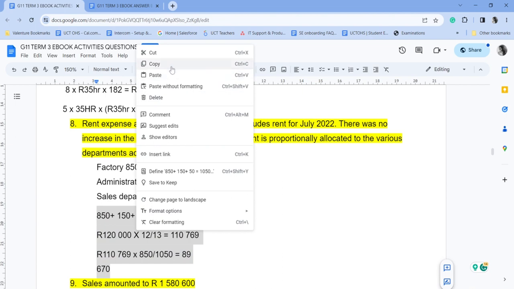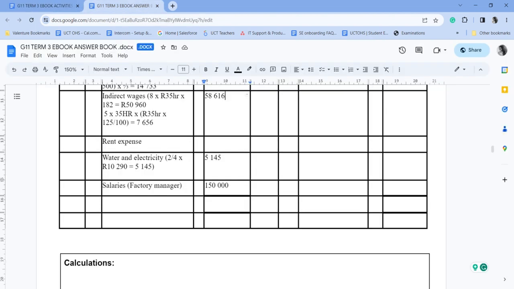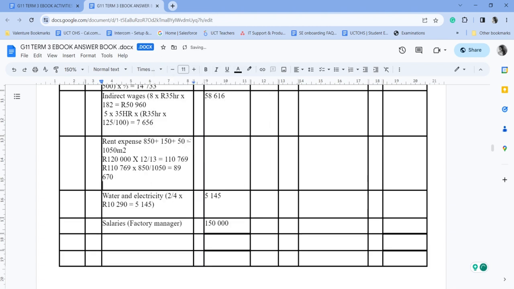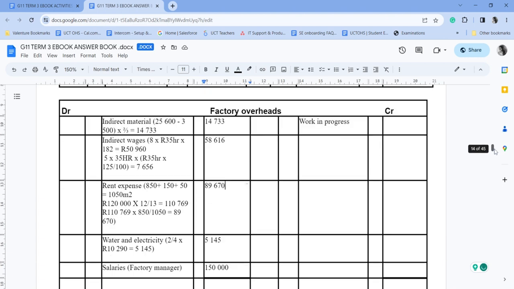So I'm just going to copy it and put it in my workings for the rent for factory. Paste without formatting. Close brackets. Then I will put in the answer here, 89,670. And just by this, I am done with my factory overhead account, which means that I can just add my debit side.